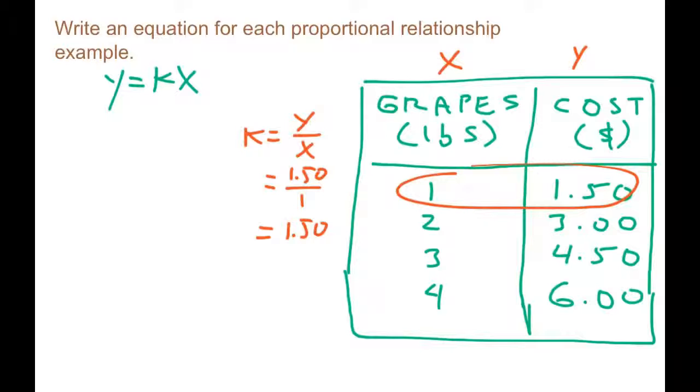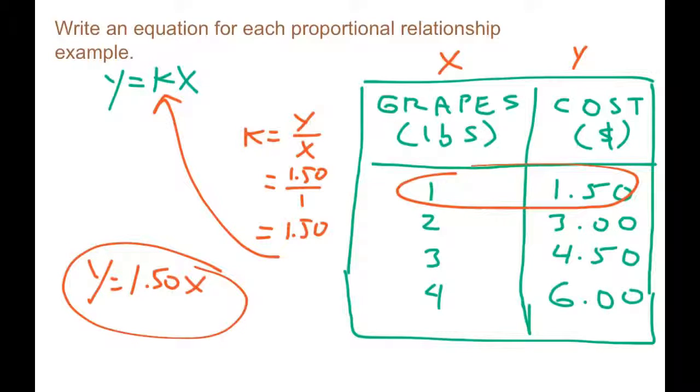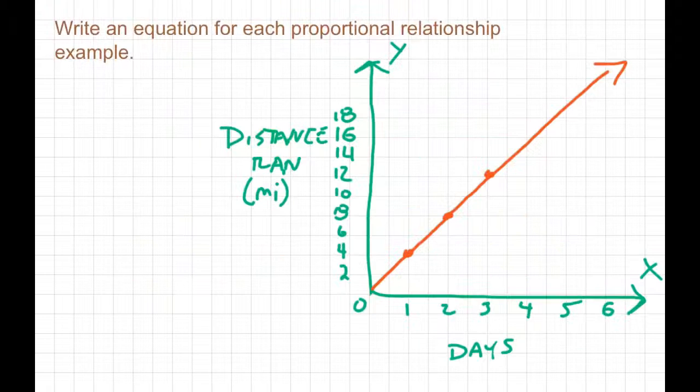So I can plug that in for k, and I get y equals 1.50x. And that's my equation. And that would work for all of these. If I plugged in 2 for x, I would get 3. If I plugged 3 in for x, I would get 4.50. If I plugged 4 in for x, I would get 6. All right, now we have an equation.